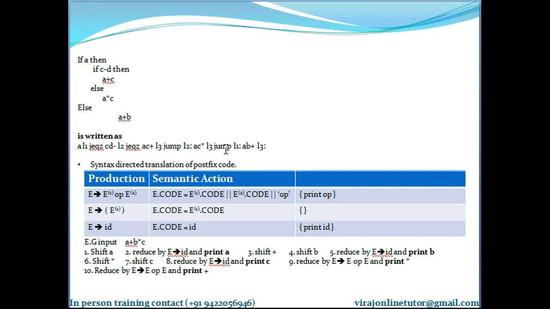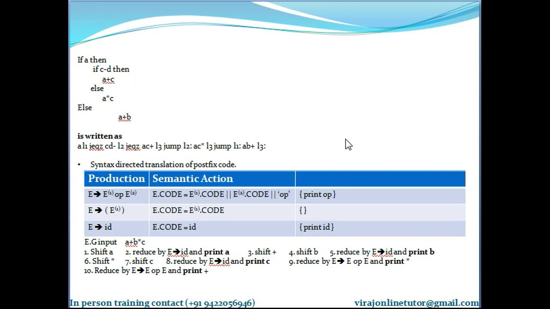Okay, so I'll again explain this. If A is equal to 0, come here, right? If A is equal to 0, jump to L1. And at L1, I say AB plus, and then you go out. Otherwise, there is a nested if. Check if CD minus is true. If CD minus is equal to 0, jump to L2. What is L2? AC asterisk. Otherwise, evaluate AC plus, and then you jump to L3 after executing.